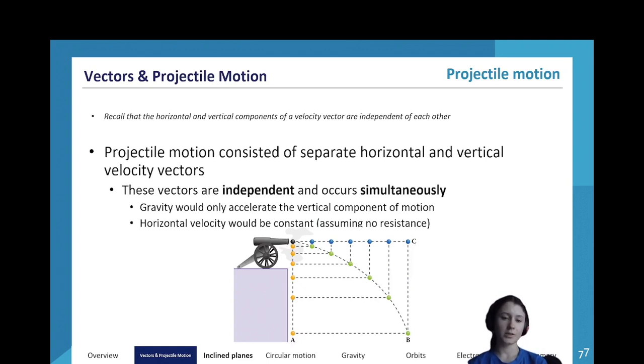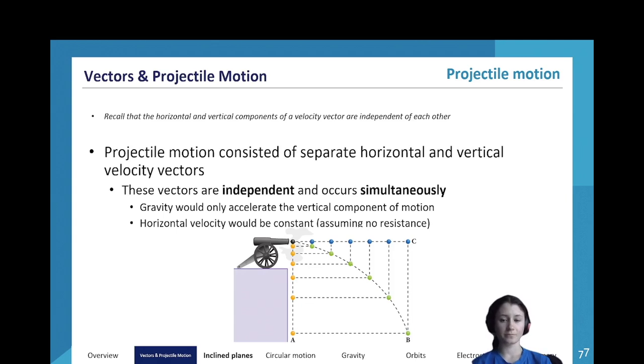So, projectile motion consists of separate horizontal and vertical velocity vectors. Alright, so when an object is being projected, it is moving vertically, like it's going up and down, and it's also going side to side, which means we have separate horizontal and vertical velocity vectors. Something that you need to remember that's mentioned explicitly in the syllabus is that these two vectors are independent. So the horizontal and vertical velocity vectors are independent.